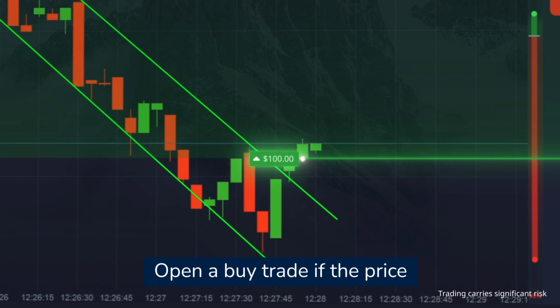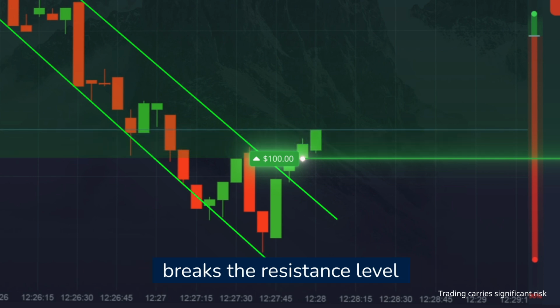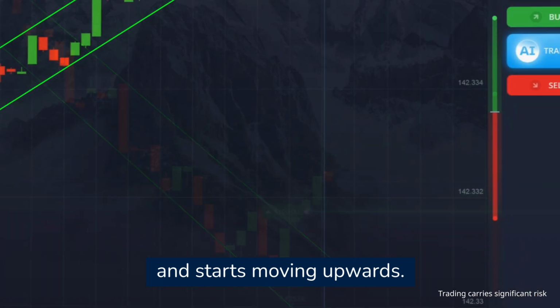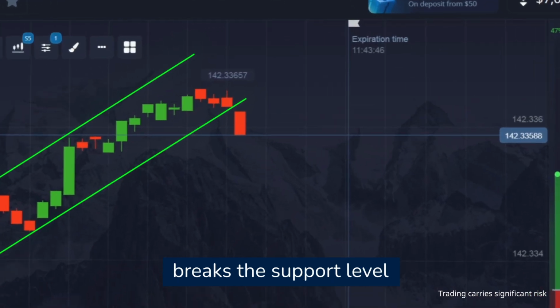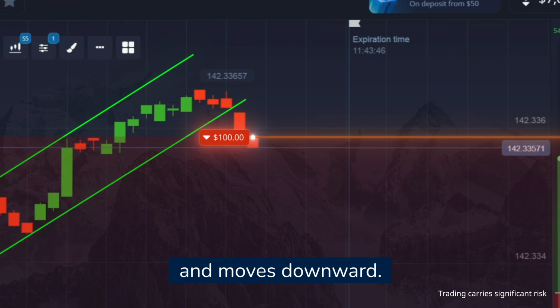Open a buy trade if the price breaks the resistance level and starts moving upwards. Open a sell trade if the price breaks the support level and moves downward.